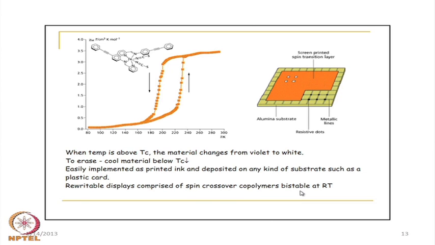So, some more examples and some more physical characterizations for identification of the spin crossover molecules and the spin crossover situation we will see in our next class.